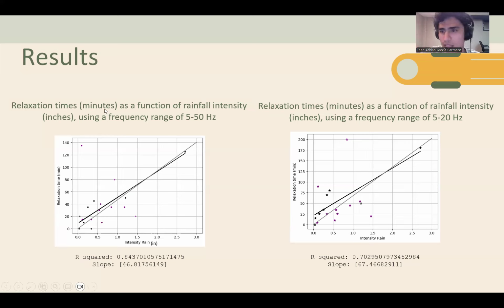Also important to mention that the lower frequency range is inherently a deeper subsurface, because a lower frequency means a longer period, which means the data goes through more subsurface. So on a deeper subsurface level, the slope is way bigger, which means that the relaxation times are way bigger for a deeper level, which also makes sense because the deeper the ground is, the more time it takes for the moisture to get out of the soil.